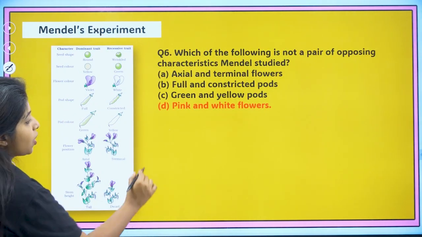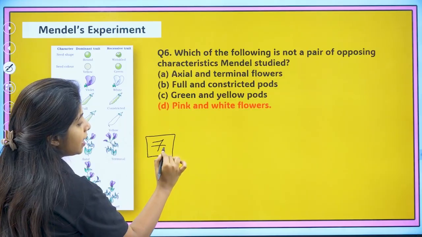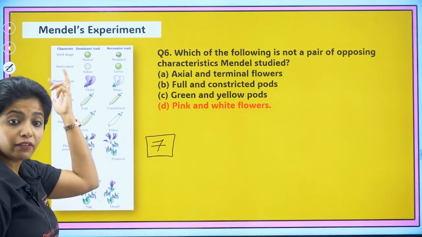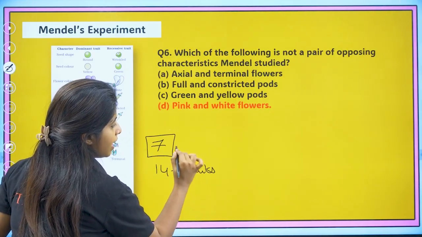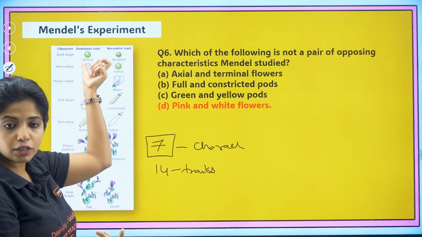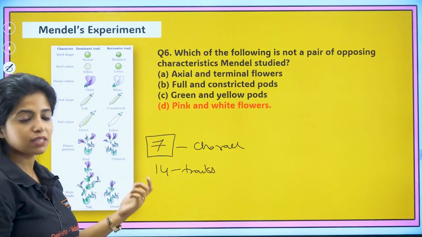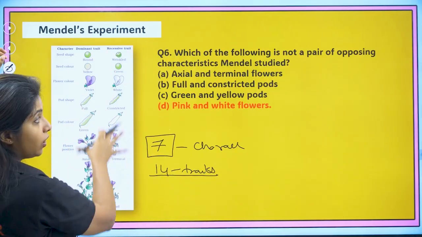How many characteristics are there? 7 characteristics, and each character has 2 opposing traits. So 7 into 2 is 14 traits, and 7 characters. For example, seed shape is a character, and the traits are round and wrinkled. That is why you say 14 traits and 7 characters. Remember all of it, very important.